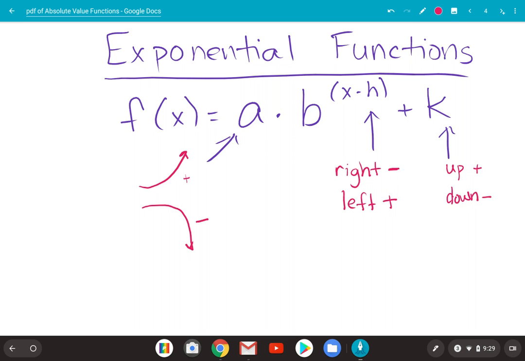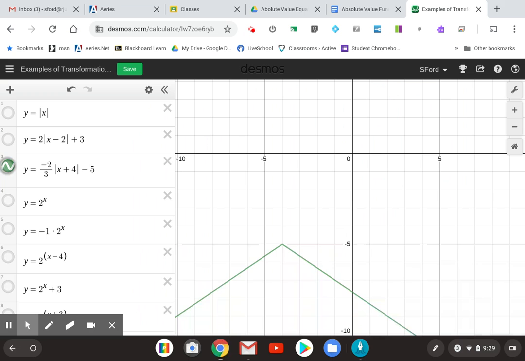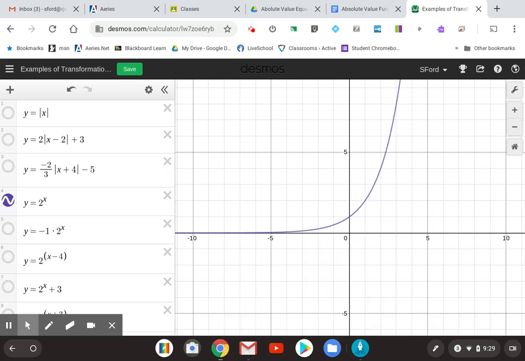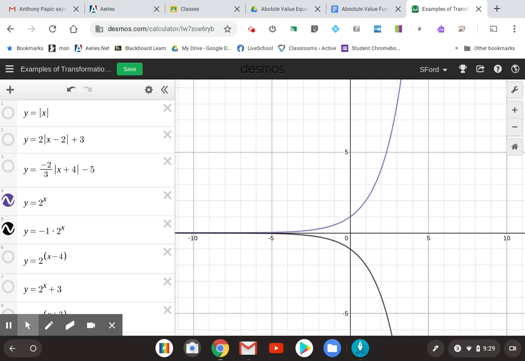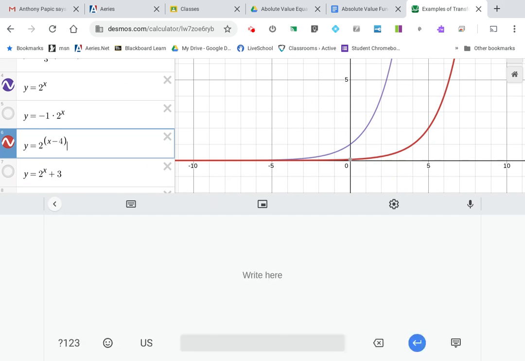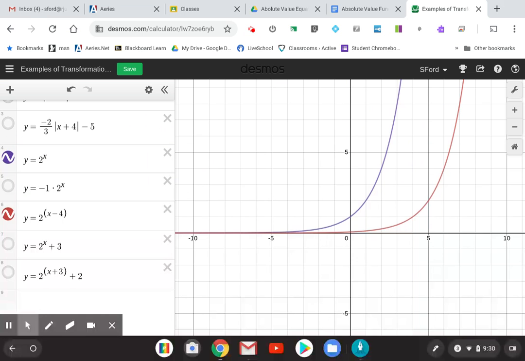And I have some examples in Desmos. Let me clear those off. So here's our original. We're just going to use 2 to the x. It makes it a whole lot easier. Now, if I choose a -1 in front of it, it goes down. Very, very simple. Nothing else changes. If I do minus 4 in with the x, we're going minus 4 with, whoops, sorry about that. There we go. Sorry, playing around. See, I'm still new at this.